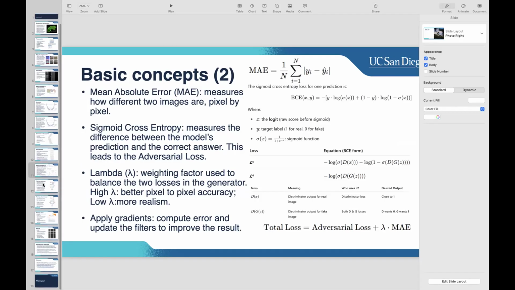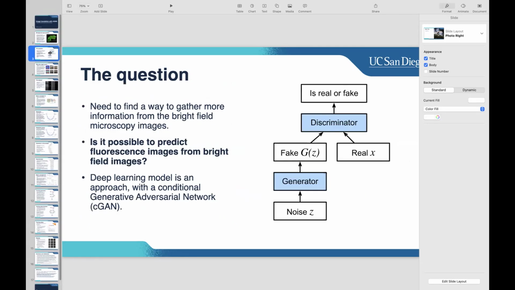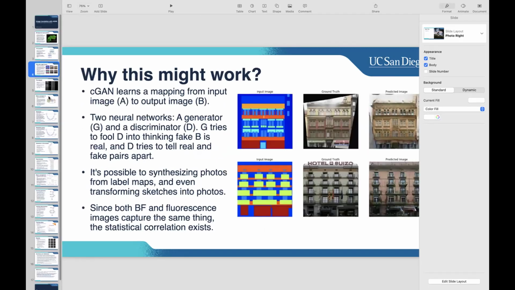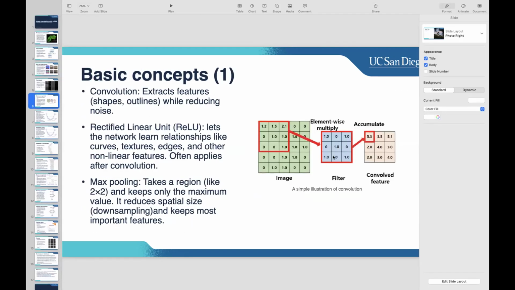And apply gradients. This is the most confusing concept. Actually, I still cannot totally understand this. This step computes the error and updates the filters to improve the result. The filter, in case you are wondering, is just this thing. Sometimes I also call it a kernel, but it's the same thing.